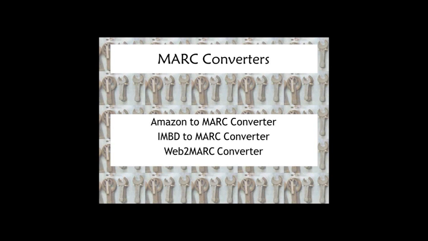So these three websites take information from out there on the web and convert it to MARC records, which is why they're called MARC converters. We have the Amazon to MARC converter, which takes information from Amazon.com. The IMDb to MARC converter, which takes the Internet Movie Database information, so it's really useful for moving pictures, videos, DVDs. And then the web to MARC converter, which will take pretty much anything, but it's most useful for websites, especially if maybe you're in a school library and you have educational websites that you want your students to have access to. You can take the information embedded in that website and convert it to a MARC record.